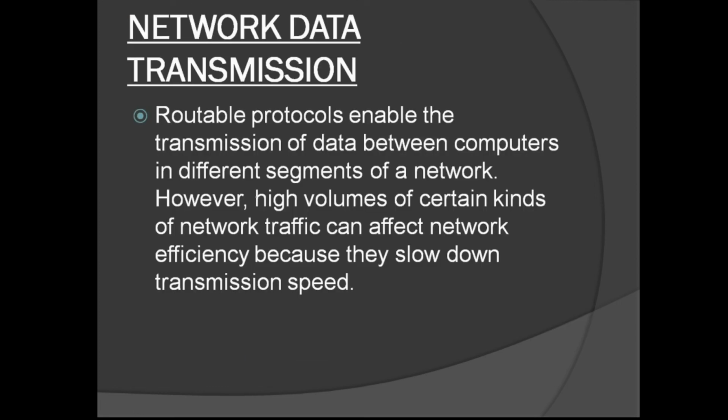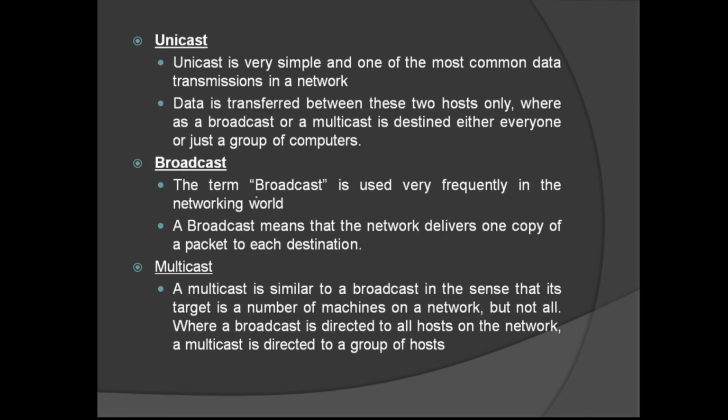Okay, so we have also network data transmission. So just to simplify, we have the three network data transmission. We have the unicast, broadcast, and multicast. From the word itself, the unicast is a transmission between one computer to one computer. A broadcast is a transmission from one computer to all computers. And multicast transmission is a transmission from one computer to many computers, but not all computers.